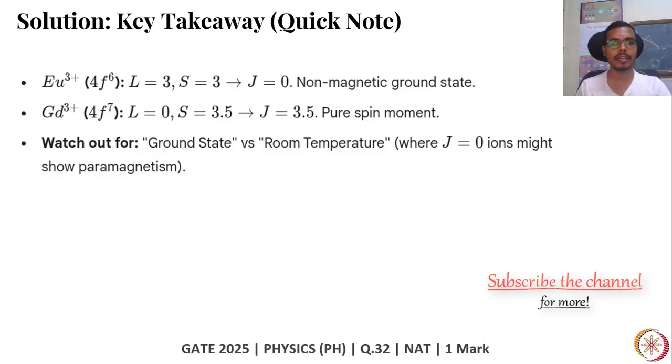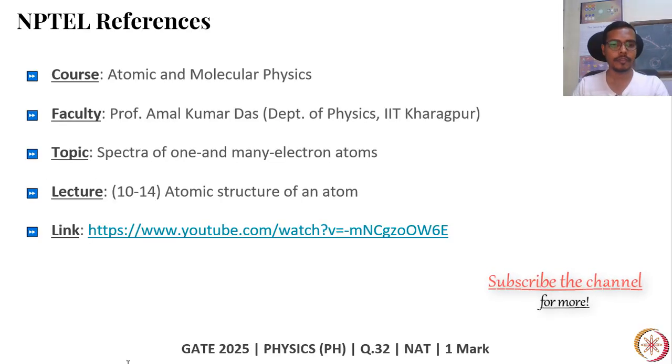A similar example, if you saw for gadolinium 3 plus, the J is 3.5, so it is a pure spin moment. So for more examples on calculating magnetic moments, check out the atomic and molecular physics course by Professor Das. That's it for question number 32, and see you in the next one.